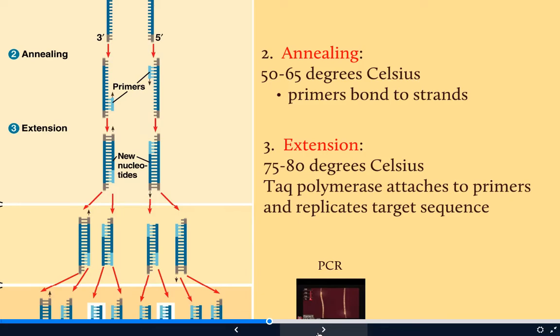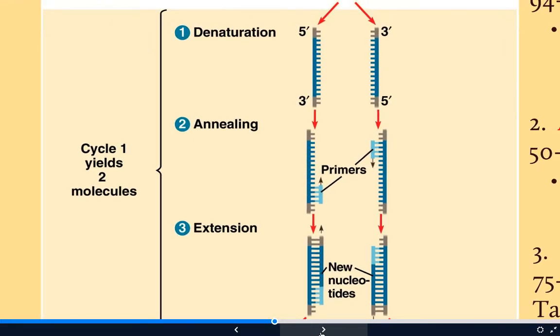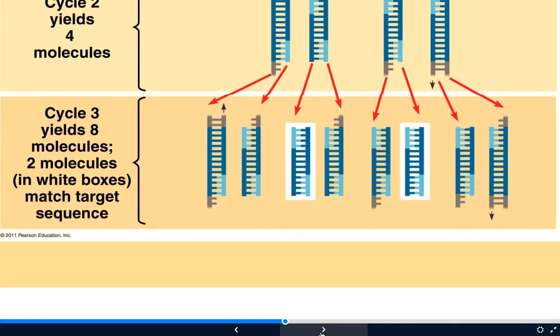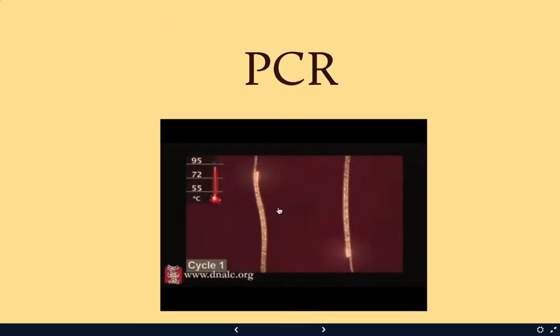Taq polymerase is going to attach to the primers and replicate the target sequence. So this will happen over and over and over again. And each time that this is occurring, cycle 1 is going to yield 2 molecules, 2 will yield 4, 3 will yield 8, then 16, and it looks like this.